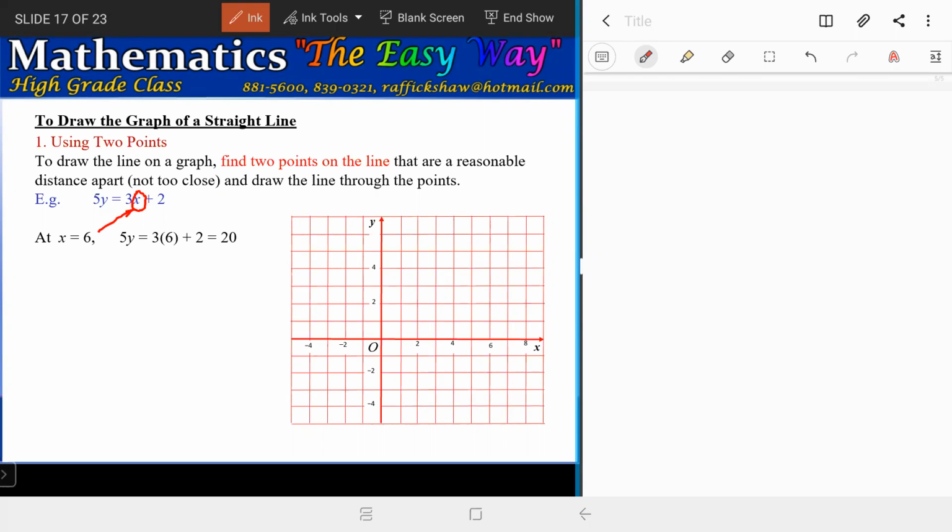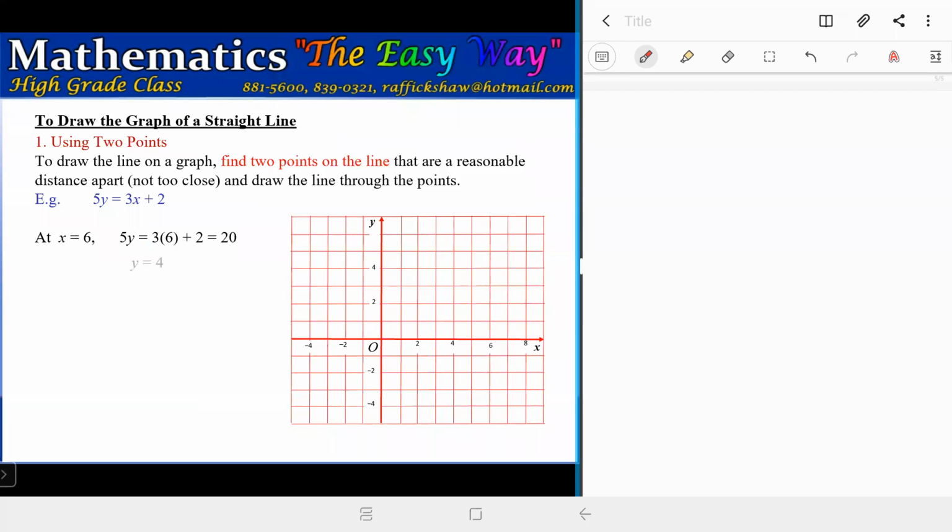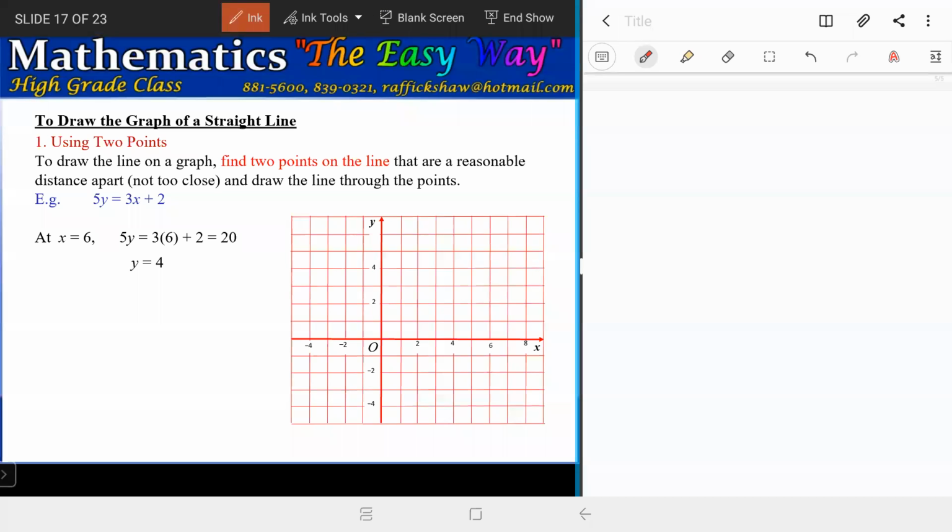When I plug the 6 in, I get 5y equals 3 times 6, which is 18, plus 2 is 20. So 5y equals 20, and naturally I divide by 5. I get y equals 4. So when x is 6, y is 4. You can see that right here. It means that the point (6, 4) is on this line.